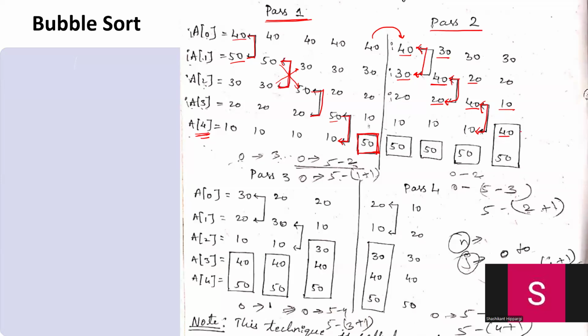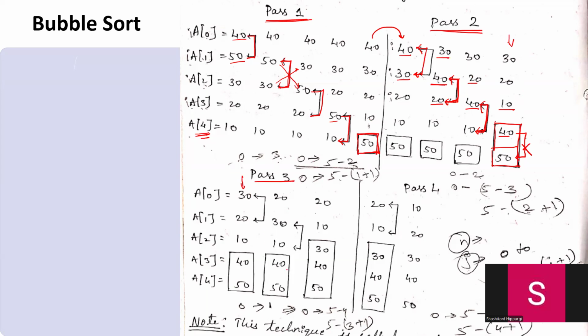Now we are not going to compare the fourth element with the fifth one, because 50 is already placed at its proper position. So in pass two, we have only three comparisons: the first element with the second, the second with the third, and the third with the fourth. This last comparison will not be done. At the end of this stage, the second largest element is placed at its proper position. Whatever output we have here will be the input to the next pass.